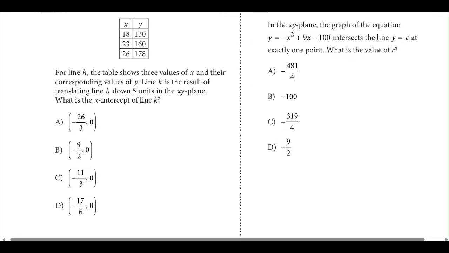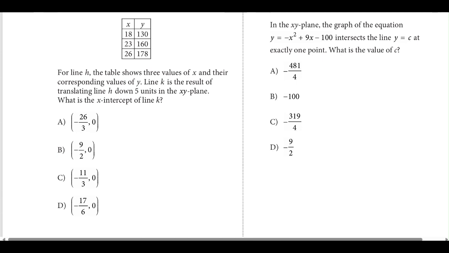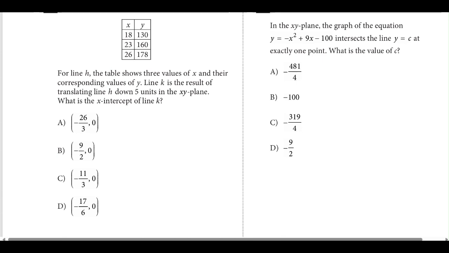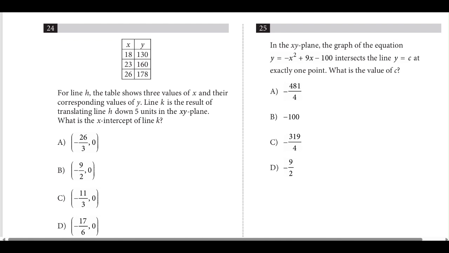Okay. 24th, for line H, the table shows three values of X and their corresponding values of Y. Line K is the result of translating line H down 5 units in the XY plane. Okay. What is the x-intercept of K?